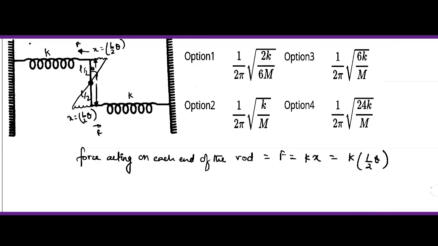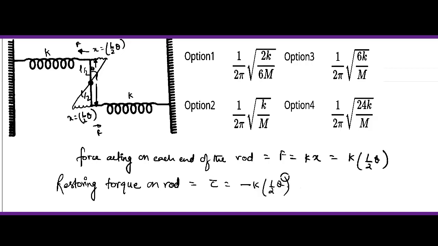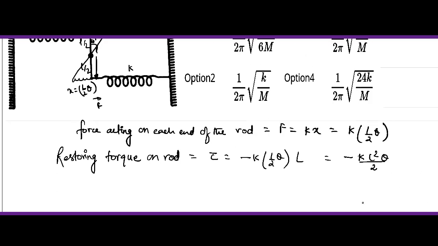Now the restoring torque on the rod will be tau equals minus K into L/2 theta into the distance L. So from here what we get is K L square theta upon 2. So this is the restoring torque.